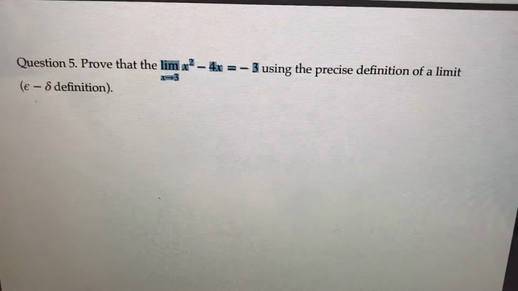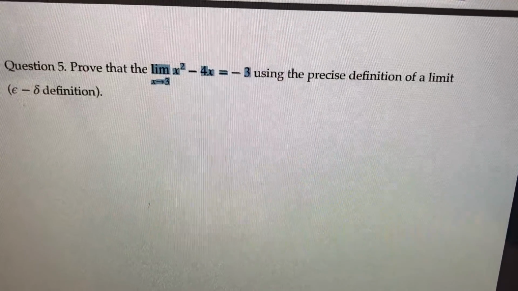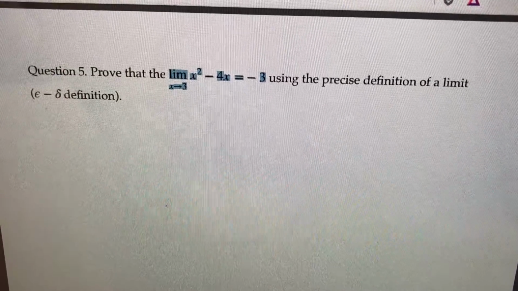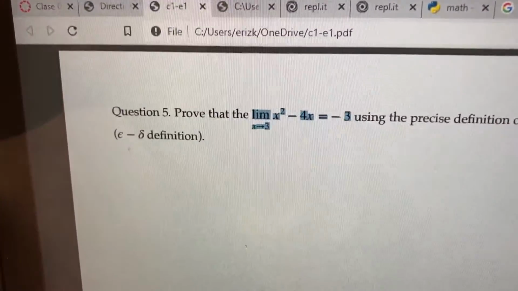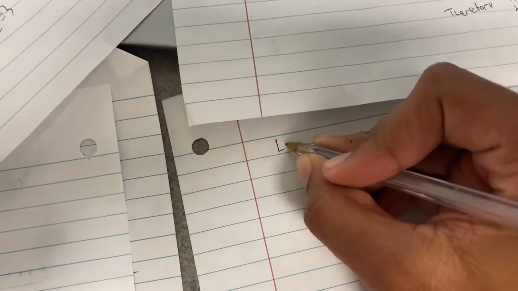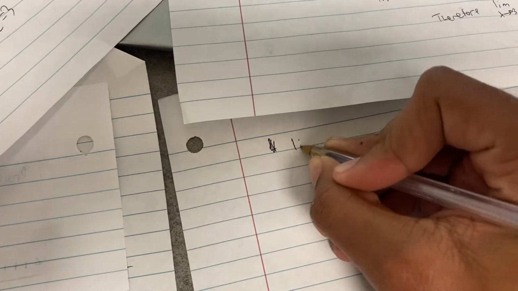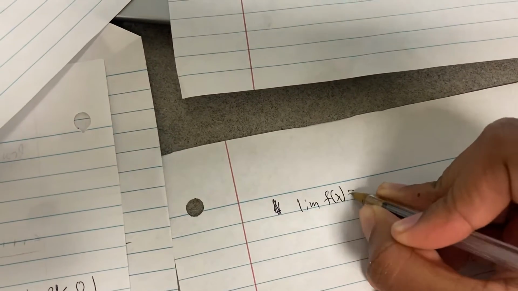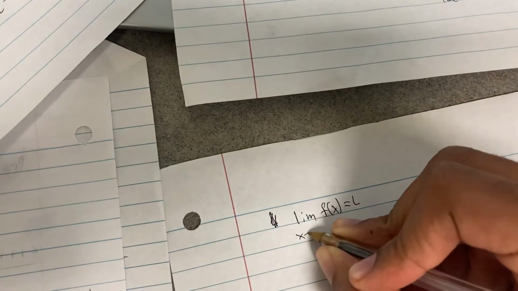Now for the fifth problem, we have to prove that the limit of the function equals -3 using the precise definition of a limit. So epsilon-delta. The precise definition of a limit is basically a limit, and then the function equals the limit as x approaches a.